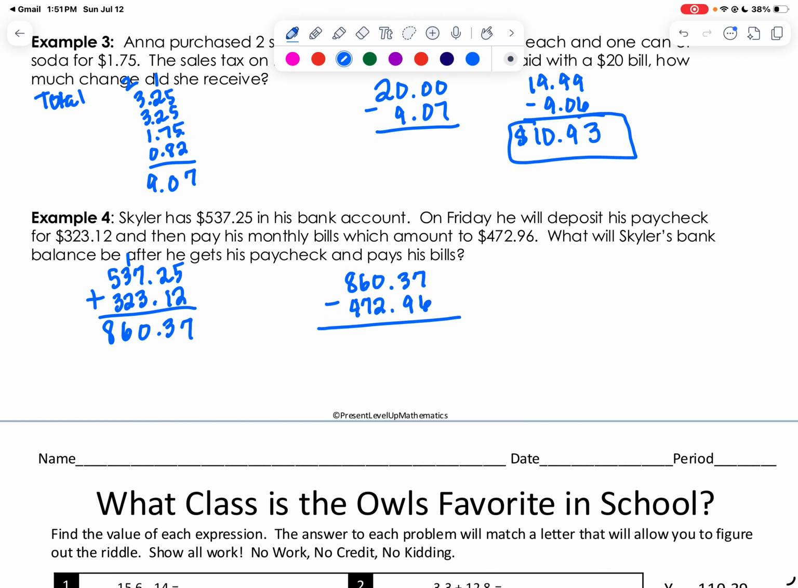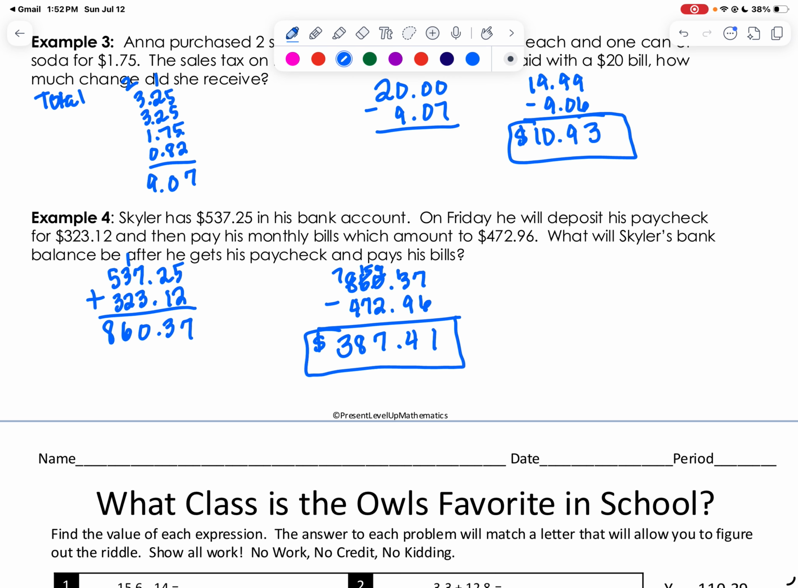472.96. All right, so 7 minus 6 is 1. Now 3 minus 9, we're going to have to borrow. So that would become a 9, and that would become a 5. So 13 minus 9 is 4. Here we have 9 minus 2 is 7. We'll have to borrow because we can't do 5 minus 7, so I'll borrow from the 8. So 15 minus 7 is 8. 7 minus 4 is 3. So he's going to have $387.41 left in his bank account.